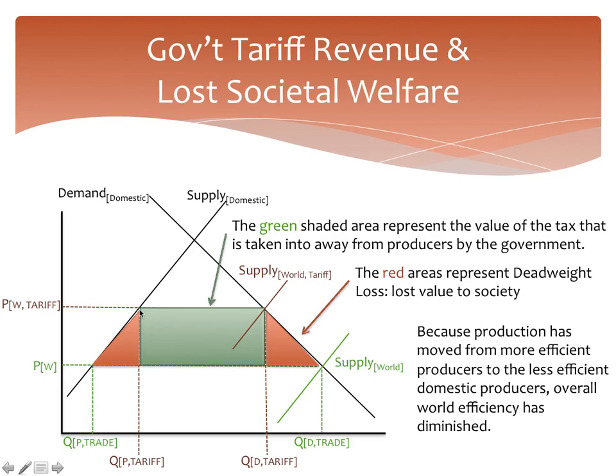Now that we've only got a small amount of imports, you can see that some production has been moved to domestic producers. And now that production, the difference between QP trade and QP tariff, this distance here, is production that was moved from a highly efficient producer to a less efficient producer. In other words, we have undermined the overall efficiency of the world trading system. So remember those 3 points. The green area shaded represents the value of the tax that is taken away from producers and the government. The red areas represent the deadweight loss, and then also the point that the overall trade has become less efficient.